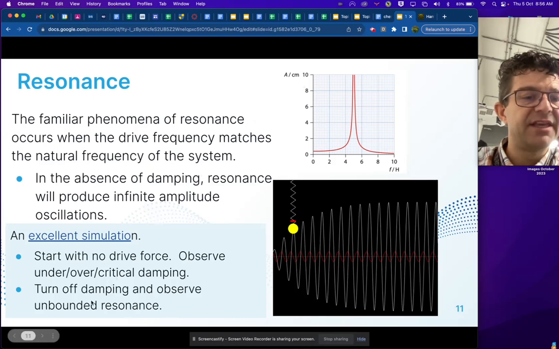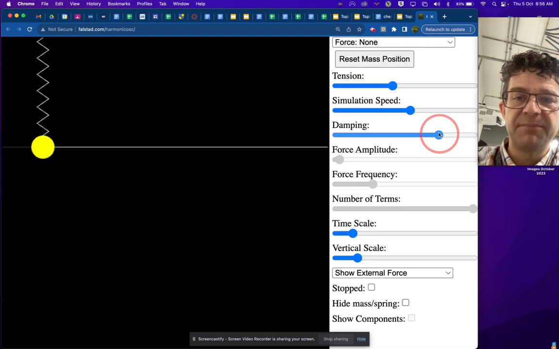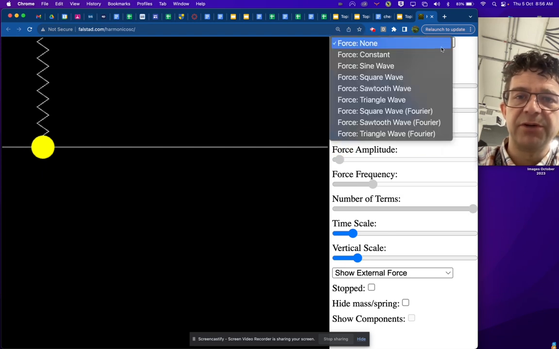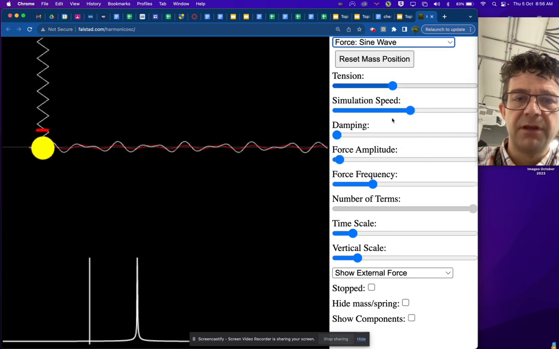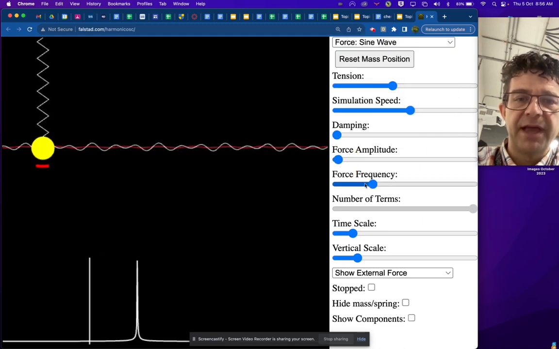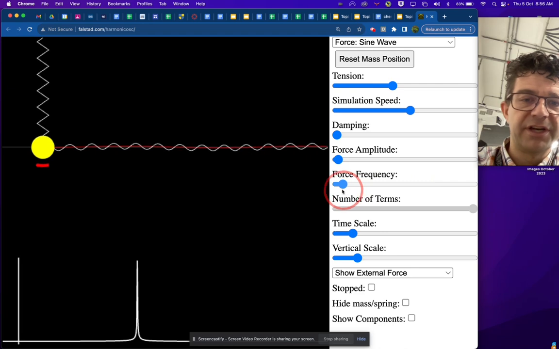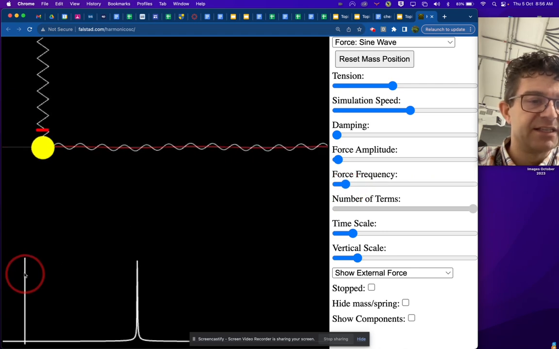We're going to look at the unbounded resonance when there is no damping. So I'm going to drop the damping down to 0. And now I'm going to turn on my sinusoidal drive force. I'm going to keep the amplitude very, very low, and we'll adjust the frequency. And you can adjust the frequency either here with the slider, or you can adjust it by dragging this line here.